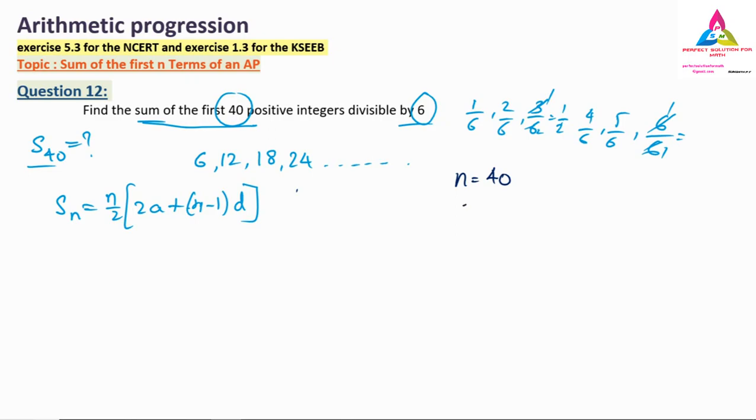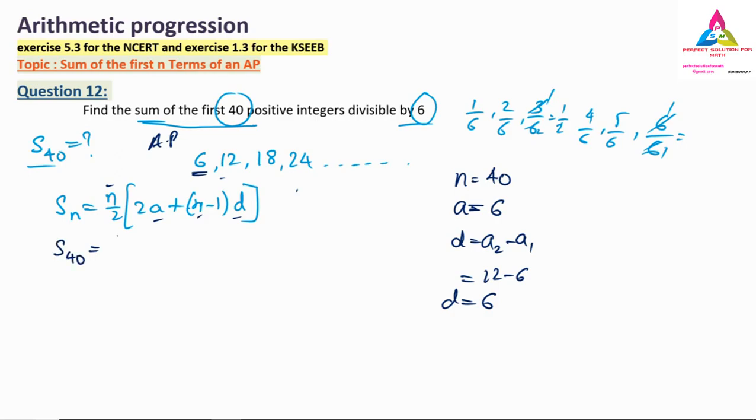Next, what have they given? The A value we also found already, that is the AP 6, 12, 18, 24. The A is 6, the first term. Okay, this is the AP. A is finished, n is finished, and d we want. So d is equal to what? A2 minus A1. The A2 value is nothing but 12. 12 minus 6 is equal to 6. So the d value we also found. So that we will substitute in this formula.